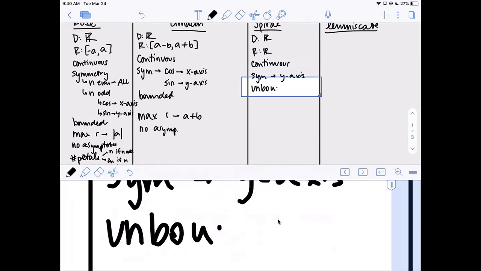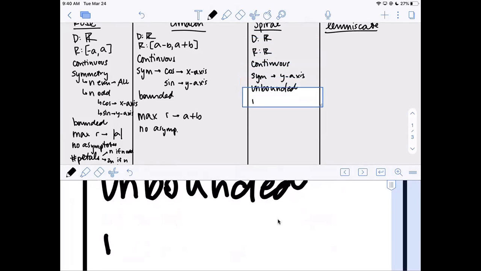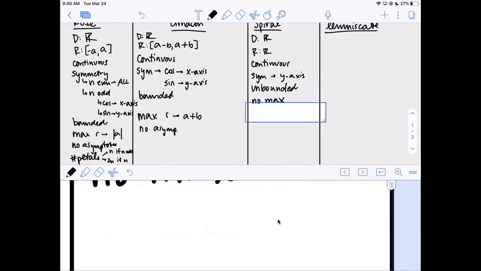And this is our first unbounded graph. And you will see momentarily what I mean by that. Since it's unbounded, there's no max. It keeps going out and out and out and out, and there is no asymptote.